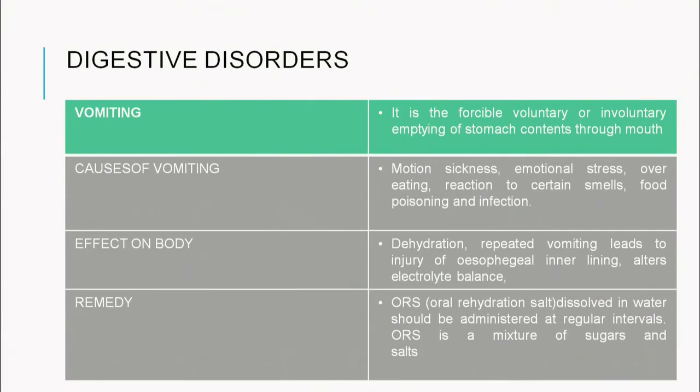causes of vomiting? It can be motion sickness, like when we travel. When we are moving through those mountains, there is a lot of zigzag movement, so that also results in vomiting. Then there is emotional stress, overeating, reaction to certain smells, which happens in the case of pregnant women in the first trimester mostly. Then food poisoning and also infection. So all these could be the reasons that people have a feeling of vomiting.